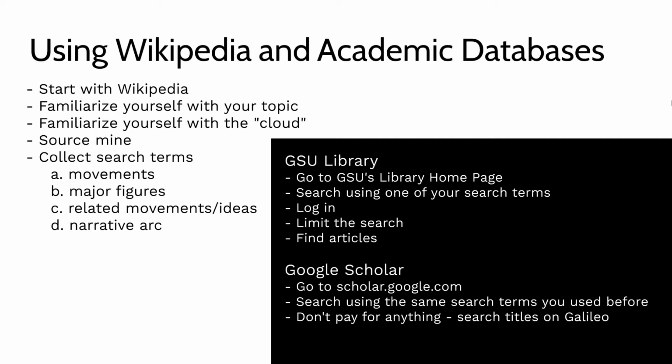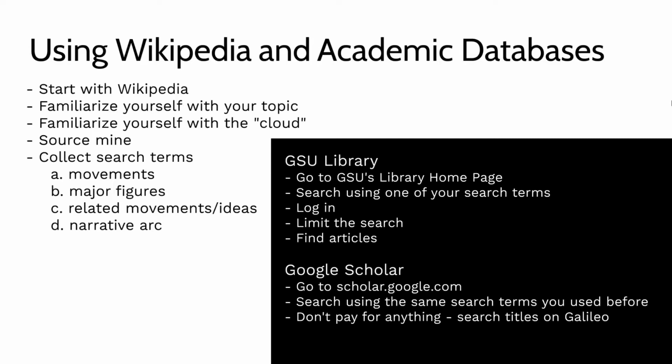means, use it. Perhaps the most effective use of Wikipedia, though, is to collect search terms to use elsewhere. So whether those be movements or major figures or related ideas, you're collecting these terms that you can then plug into GSU's library homepage or into Google Scholar to return the results that you want. Collecting these search terms also gives you the idea of a narrative arc, so that when you do your research and you find more specific or academic sources, you know where those sources fit into that narrative arc, and it makes more sense because you're familiar with the story.